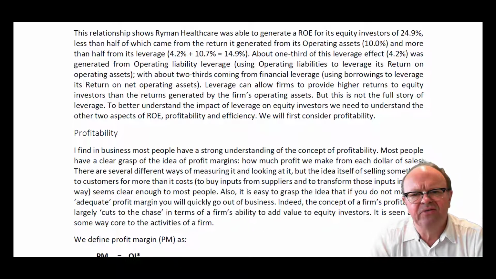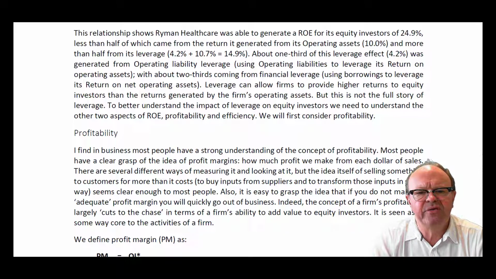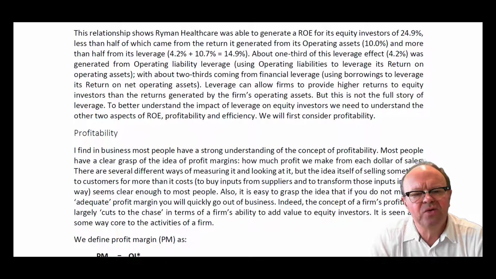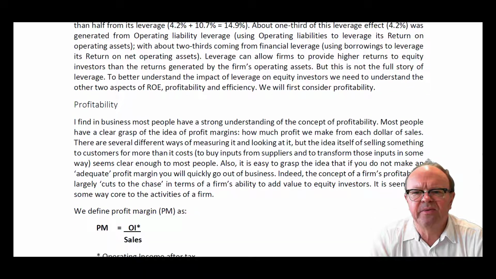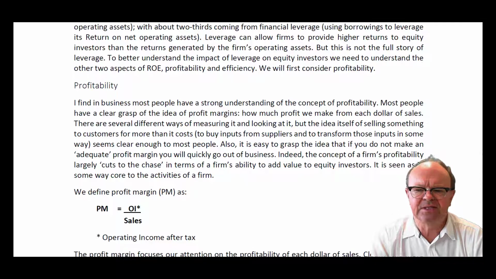About 1/3 of this leverage effect, 4.2%, was generated from operating liability leverage, using operating liabilities to leverage its return on operating assets, with about 2/3 coming from financial leverage, using borrowings to leverage its return on net operating assets. Leverage can allow firms to provide higher returns to equity investors than the returns generated by the firm's operating assets. But this is not the full story of leverage.